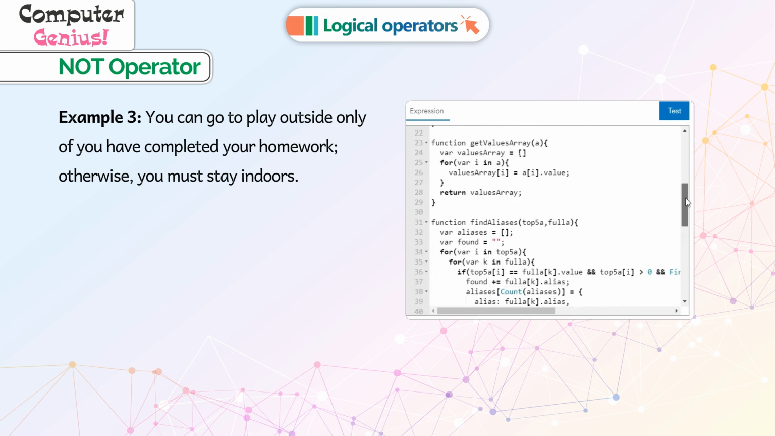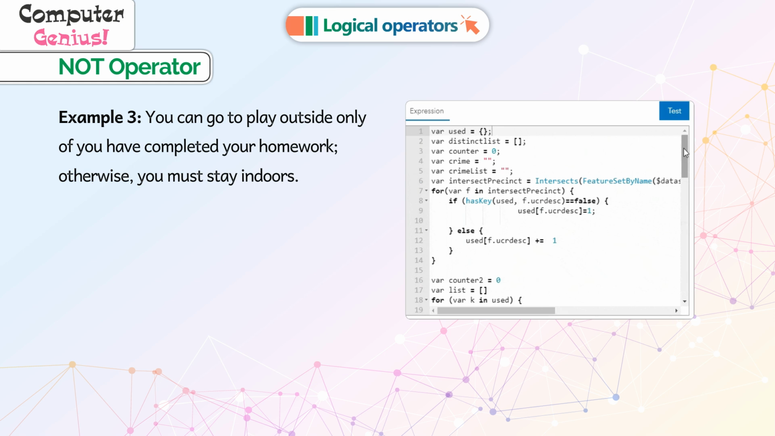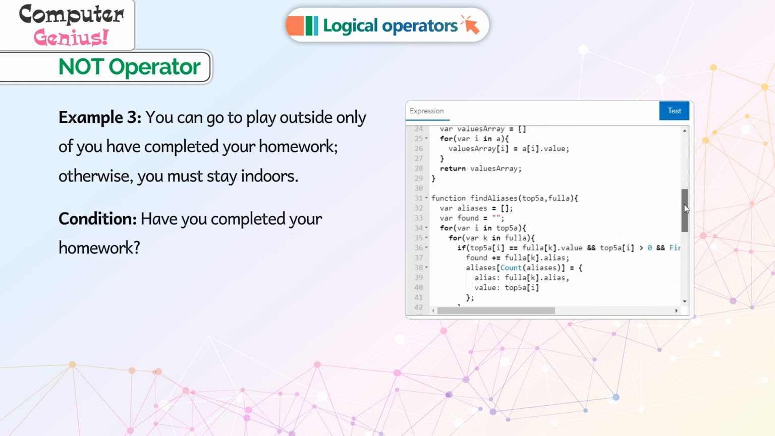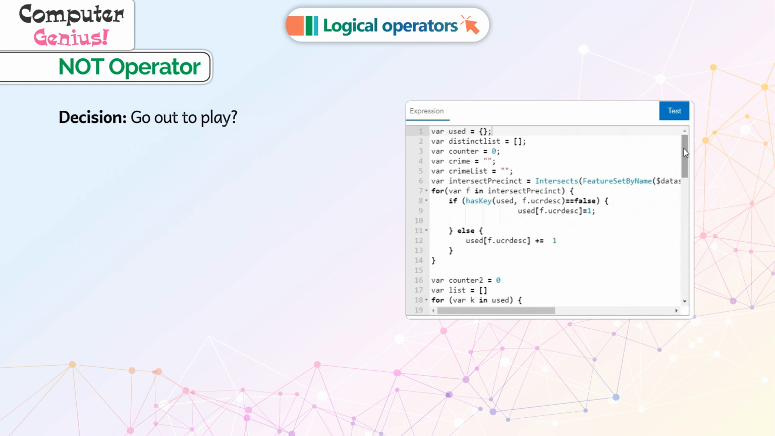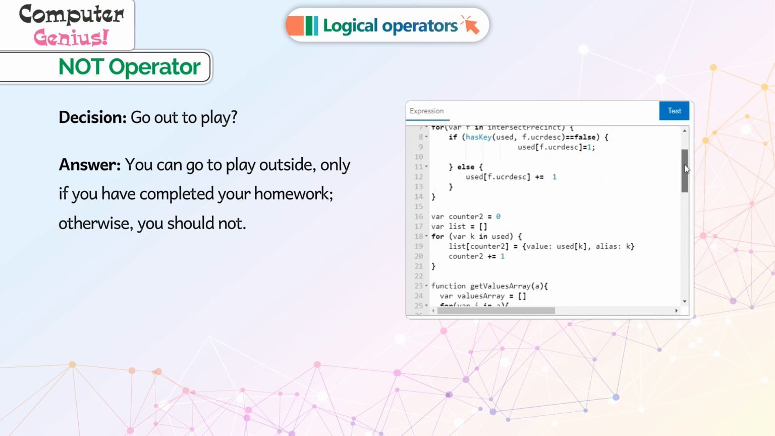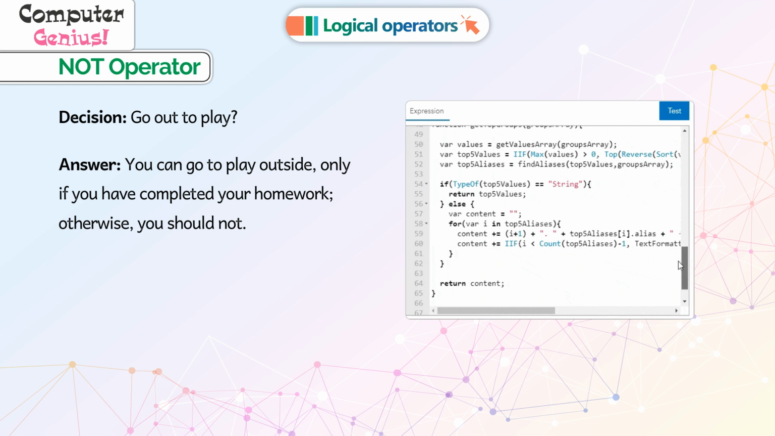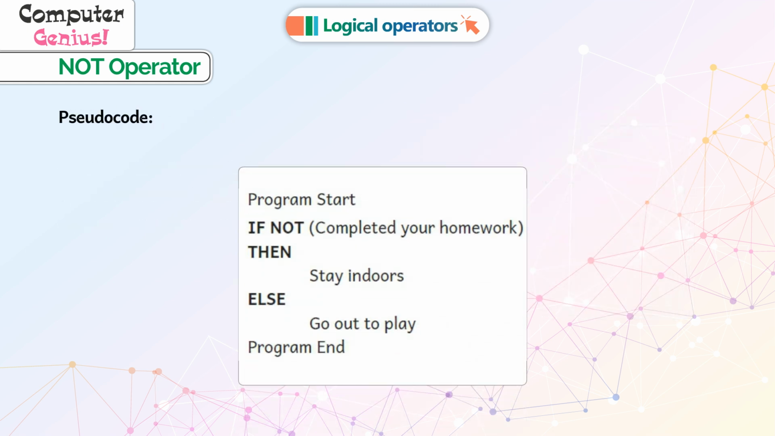Example 3. You can go to play outside only if you have completed your homework, otherwise you must stay indoors. Condition. Have you completed your homework? Decision. Go out to play. Answer. You can go to play outside only if you have completed your homework, otherwise you should not. Pseudocode.